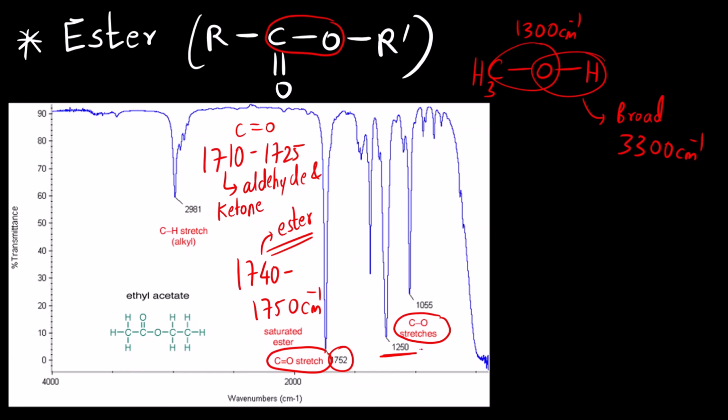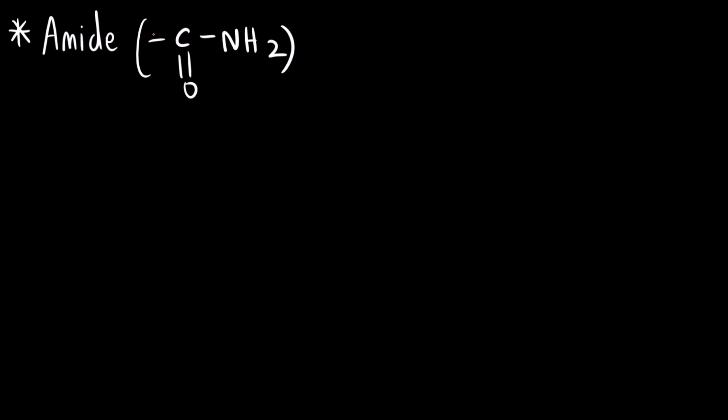Okay, so here for ester there will be this extra peak at 1250. So in this way you can distinguish ester. Next is amide. Now the question is, here also this NH2 group is present, and in primary amine also we had seen there is NH2 group that is present. So how do you differentiate amide and amine?